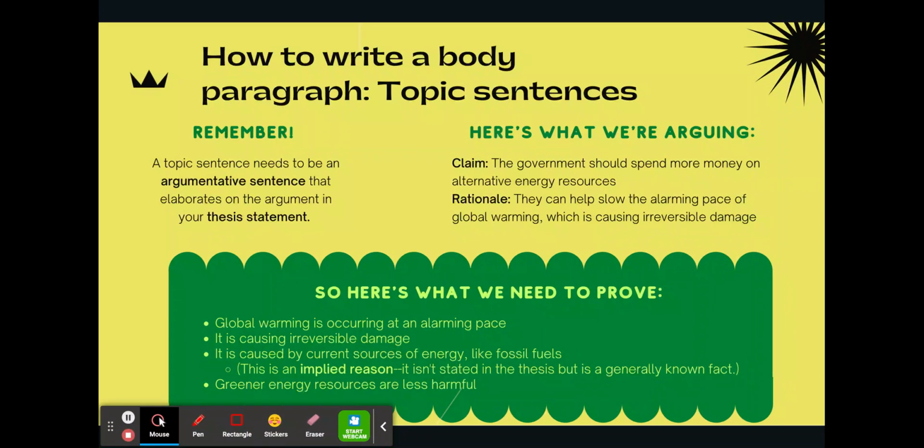Global warming is occurring at an alarming pace. That's something that we claimed in the thesis statement. It's causing irreversible damage. That's another thing that we've claimed in the thesis statement. It is caused by current sources of energy like fossil fuels. That is what we call an implied reason. It's not stated in the thesis, but it's a generally known fact. Still might be worth discussing it a little bit in your essay. And then greener energy resources are less harmful. So those are the things that we need to prove in our essay to show that our thesis is true.